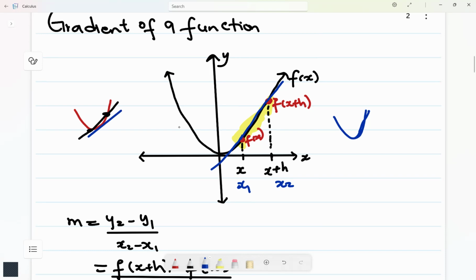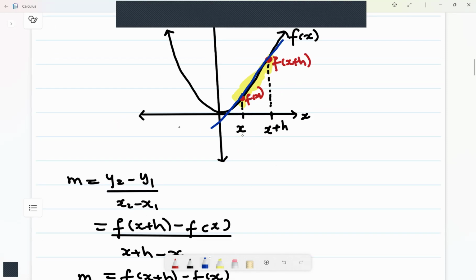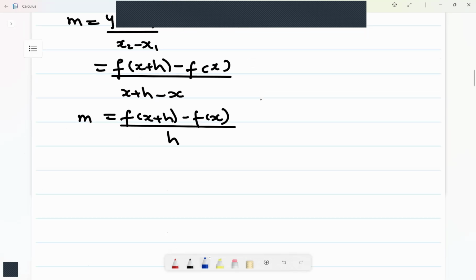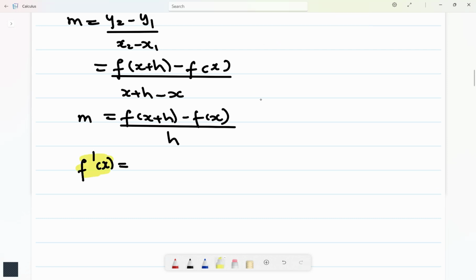Okay. So now, do you agree with me that the distance here is h? So now, how can we try to make this gradient of ours to be exactly the gradient of a tangent? That's when we introduce something that we call a limit. So you're going to say m is f prime x. This refers to the gradient of a function. This is what we call the gradient of a function.